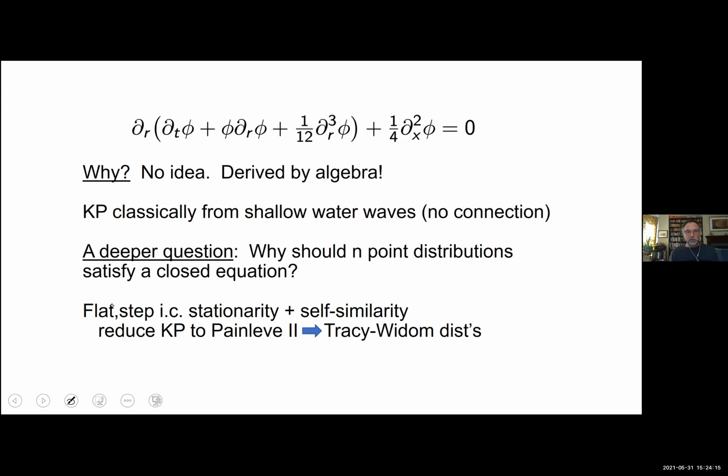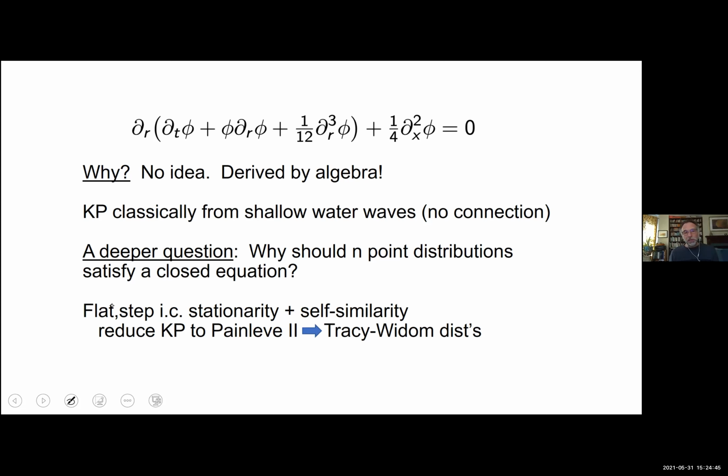The derivation is by algebra. And as I said, it's not intuitive, and in my talk and Daniel Remenick's talk, you'll probably get the idea of how this is done. The KP equation is classically something you get from shallow water waves. And if you look at the regimes in which those things are derived, it appears to have no connection whatsoever to what we're getting.